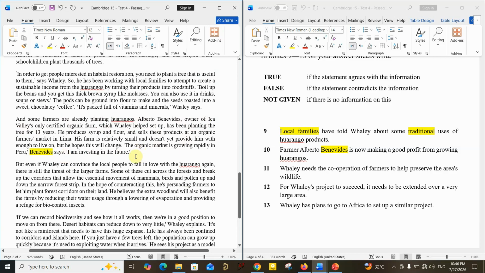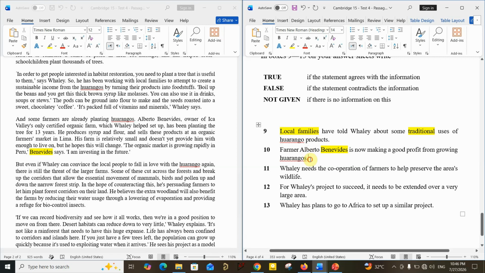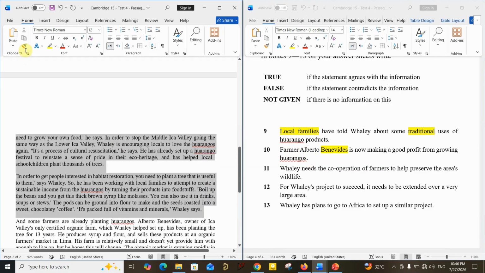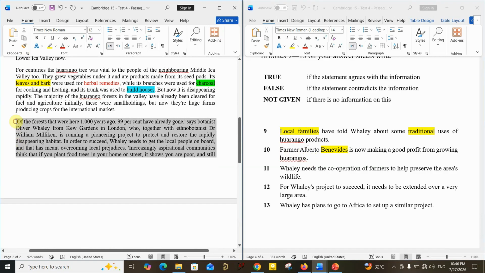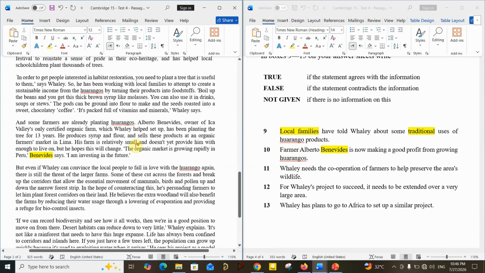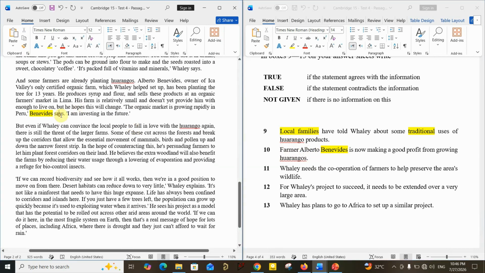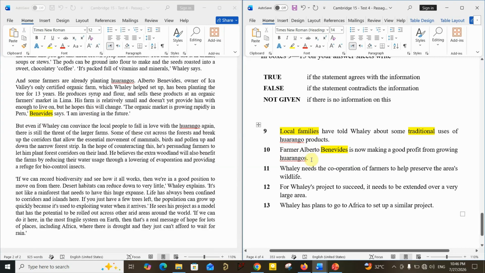So you could find the answer relating to this question number 10. I'm not quite sure about question number 9, but probably in this paragraph maybe you could find the answer related to question number 9. But first of all, let's just look for the answer for question number 10.